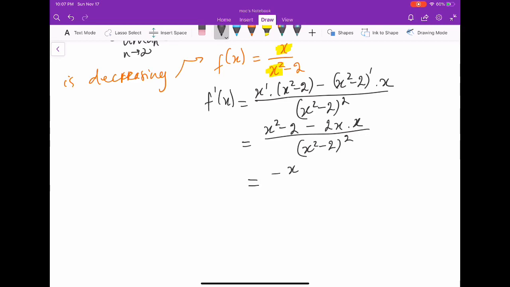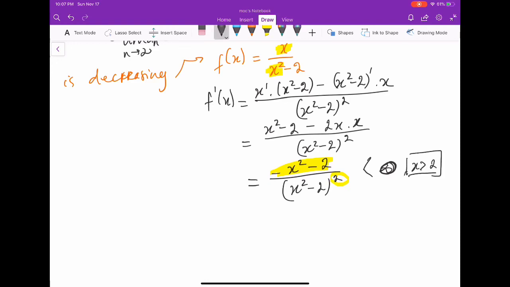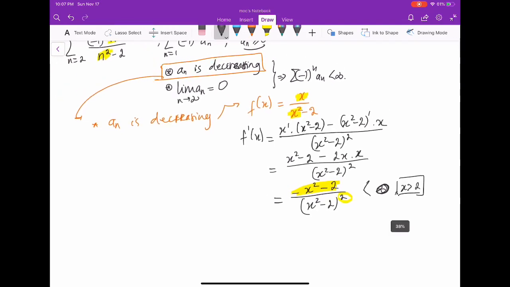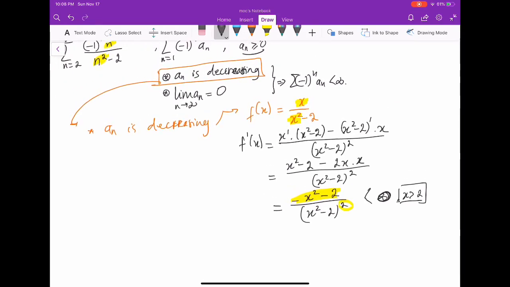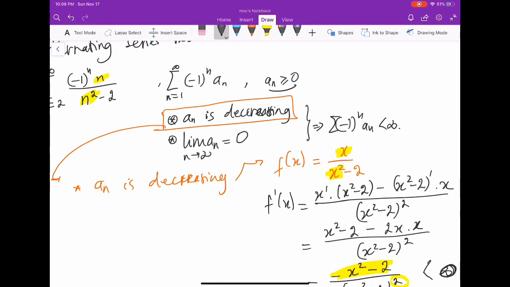Then we can simplify this. We get negative (x squared plus 2) over (x squared minus 2) squared. So the part on the top is always negative, and the denominator is always positive. So that means this is always negative, for let's say x greater than 2, that's okay. So since the derivative is negative, a_n is decreasing because the function is decreasing. So we prove the first condition, right?